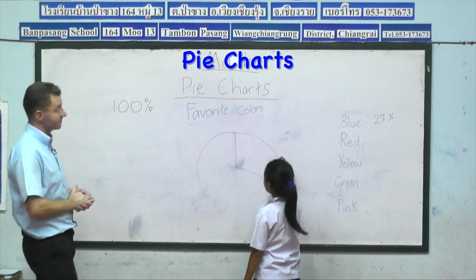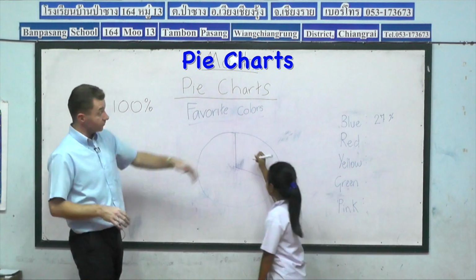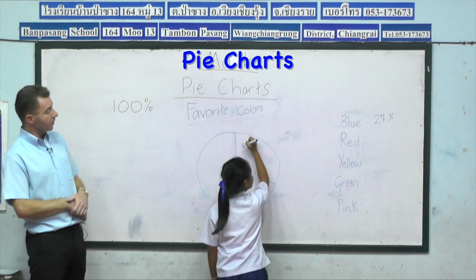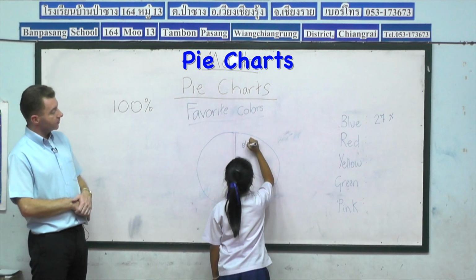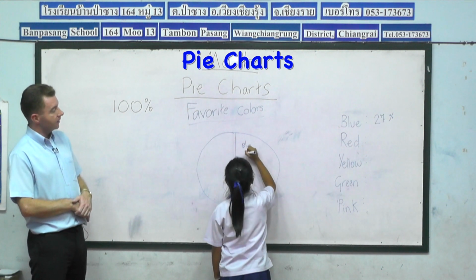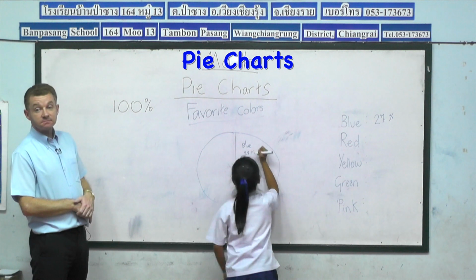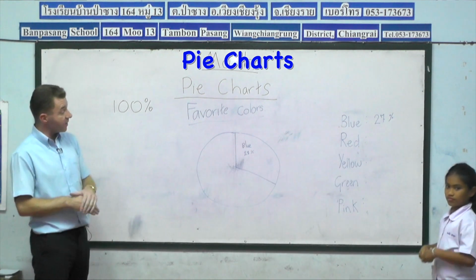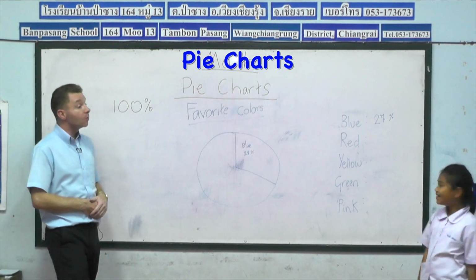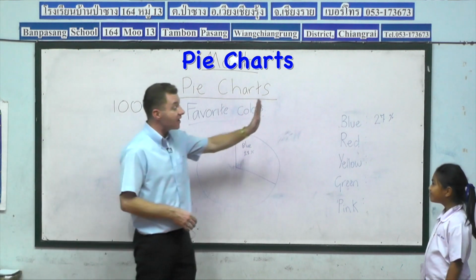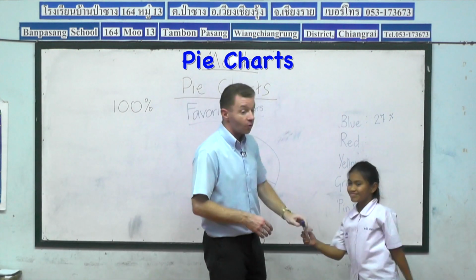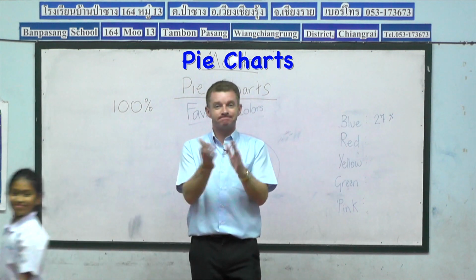So Pak Bung will draw the straight line to the middle and then just bigger than a quarter. That's brilliant. And now you can write inside your slice, blue, B-L-U-E, 27%. See? So that's one slice of pie already done. Pak Bung, that was brilliant. High five and a big round of applause for Pak Bung, please, guys.